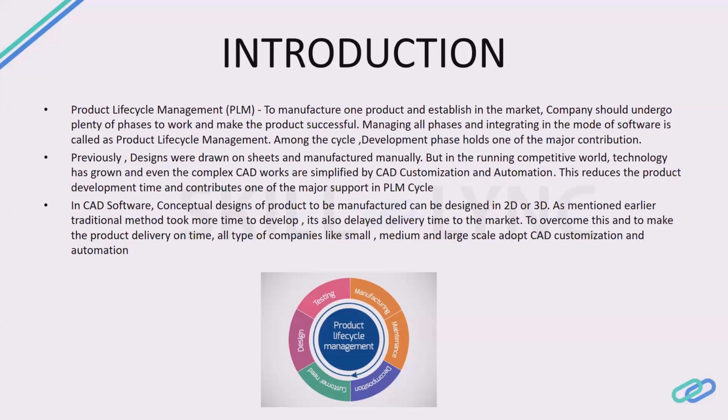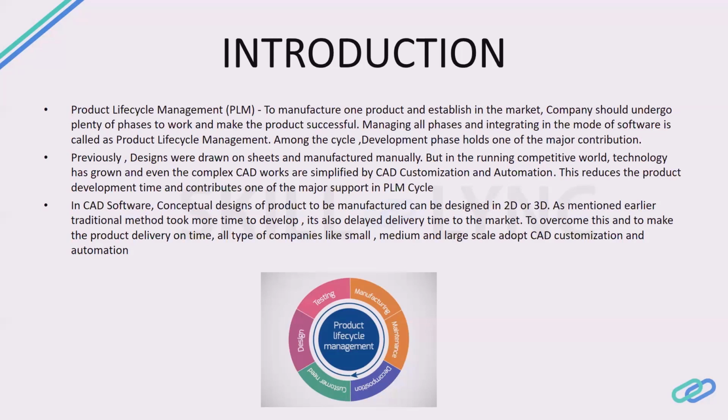CATIA is a 3D software suite. It is used to design the product. CATIA is in the development phase; in product life cycle management, it comes in the development phase. It is also integrated with the product data management software suite called Enovia. It is a web-based application.